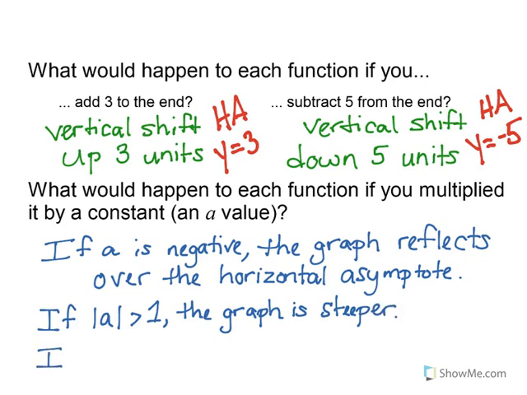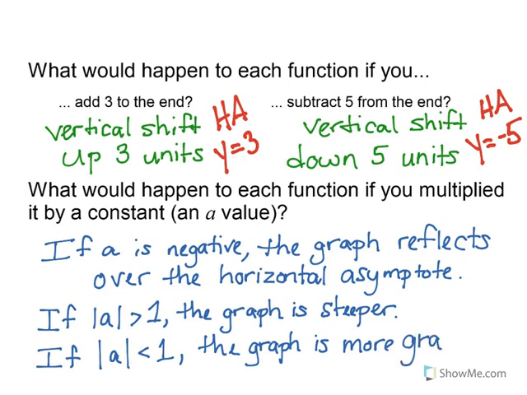And then if the absolute value of a is less than 1, which means it's really between 0 and 1, the graph is more gradual. So it's the same transformations that we had when we were doing all of the other types of functions with transformations involved. Okay? All right, so that's an overview of exponential functions and what they look like. Next video, we're going to talk about how to find horizontal asymptotes and determine if it's a growth or a decay model.